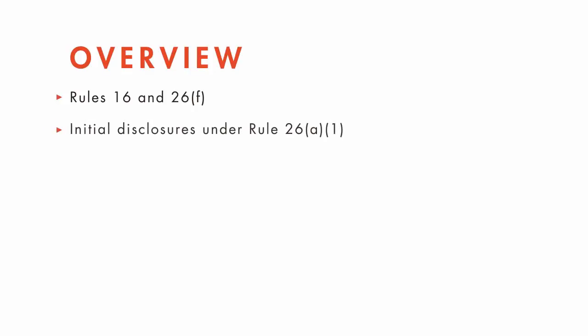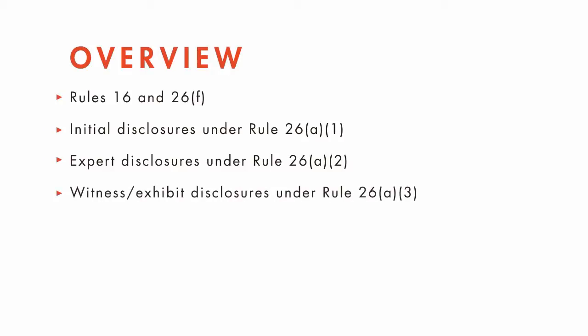Before we cover any of these categories, though, we need to discuss Rules 16 and 26(f) very briefly. After that, we'll talk about the first category of mandatory pretrial disclosures, namely the initial disclosures under Rule 26(a)(1). Next, we'll cover expert disclosures under Rule 26(a)(2). And lastly, we'll cover witness and exhibit disclosures under Rule 26(a)(3).